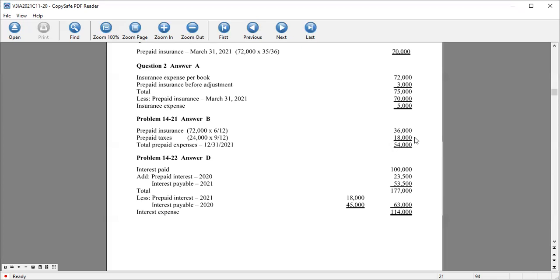required what amount of interest expense should be reported for the current year. So we have now the interest paid totaling 100,000, and then we add prepaid interest 2020 for 23,500, and the interest payable at the end of 2021 for 53,500. Then prepaid interest 2021 for 18,000, and we have the interest payable or accrued interest by 2020 of 45,000. So the total of 63,000, and so the difference, which is the interest expense of 114,000. Now that is the interest expense for the current year.